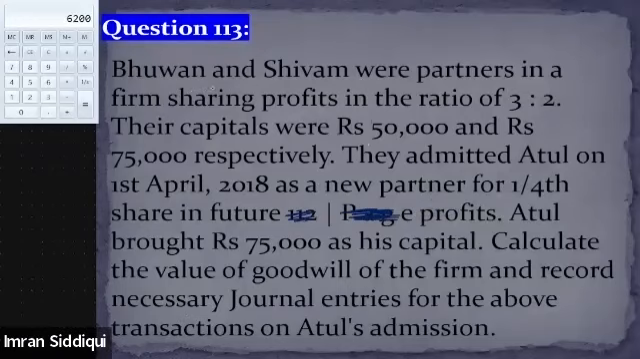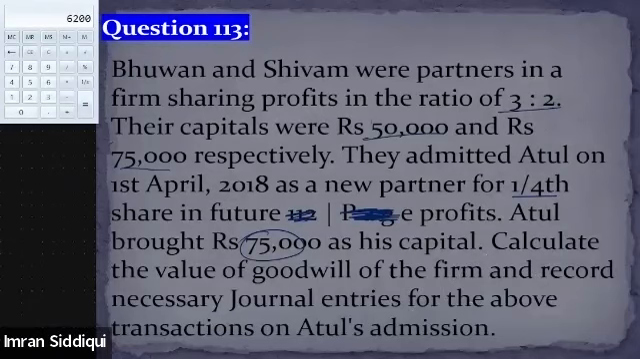Okay, so let's just read this question once. It says Bhuvan and Shivam were partners in a firm. They were sharing profits and losses in the ratio of 3:2. Their capitals are 50,000 and 75,000. They admitted Atul on 1st April, and his share is 1 by 4. Atul brought 75,000 as his capital. Calculate the value of goodwill of the firm and record the necessary journal entry for the above transaction on Atul's admission. All right. So, do you want me to solve this question or do you just want to ask your doubt?